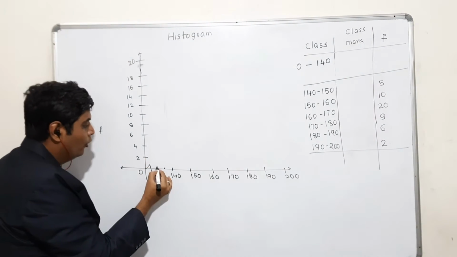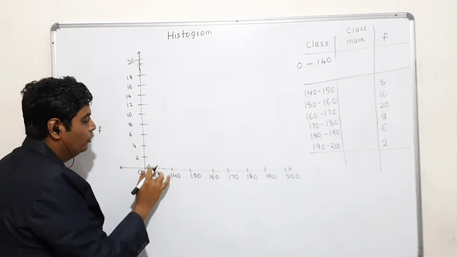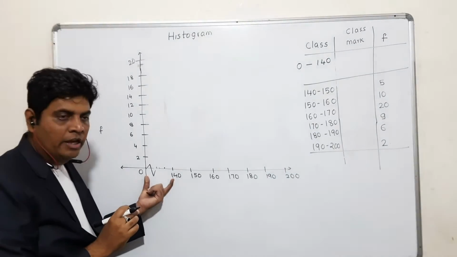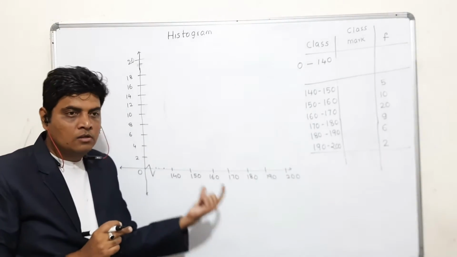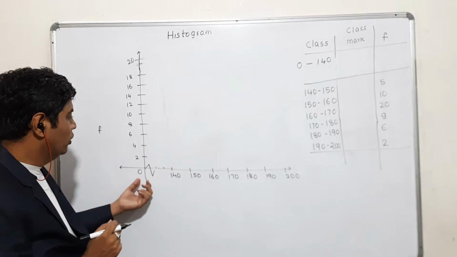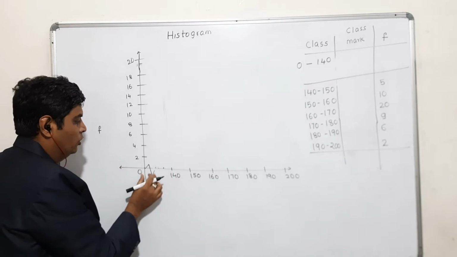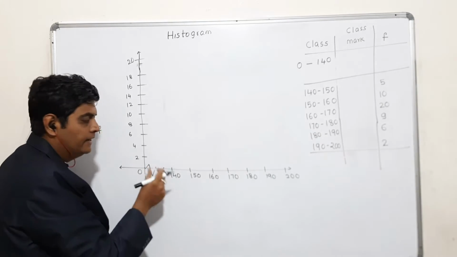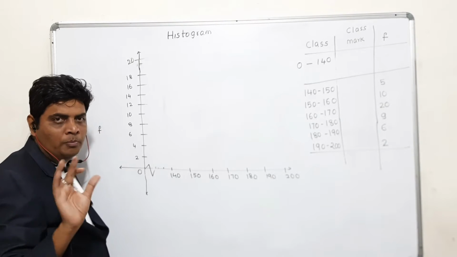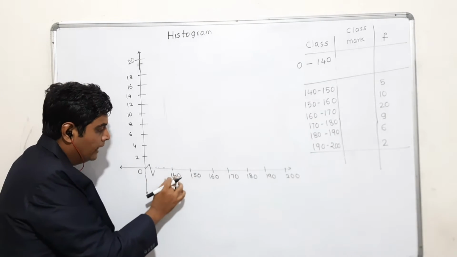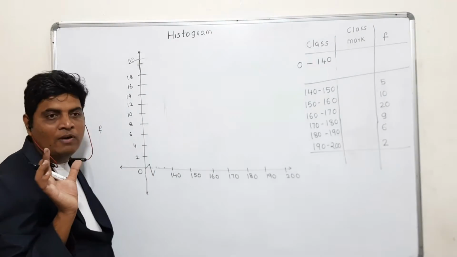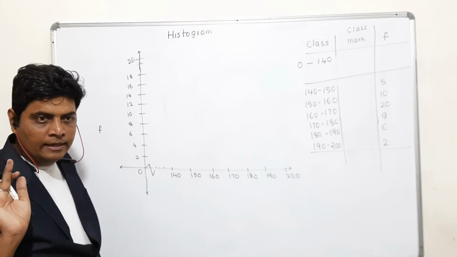You understood when we are going to use the kink mark? We use the kink mark when the gap between 0 and the first lower limit is different from the other classes. If the gap is the same, suppose it was 0 to 10, 10 to 20, 20 to 30, 30 to 40, where the gap is the same, then you will not use the kink mark. But here the gap between 140 and 150 is different, while between 0 and 140 it is 140. So you will use the kink mark.